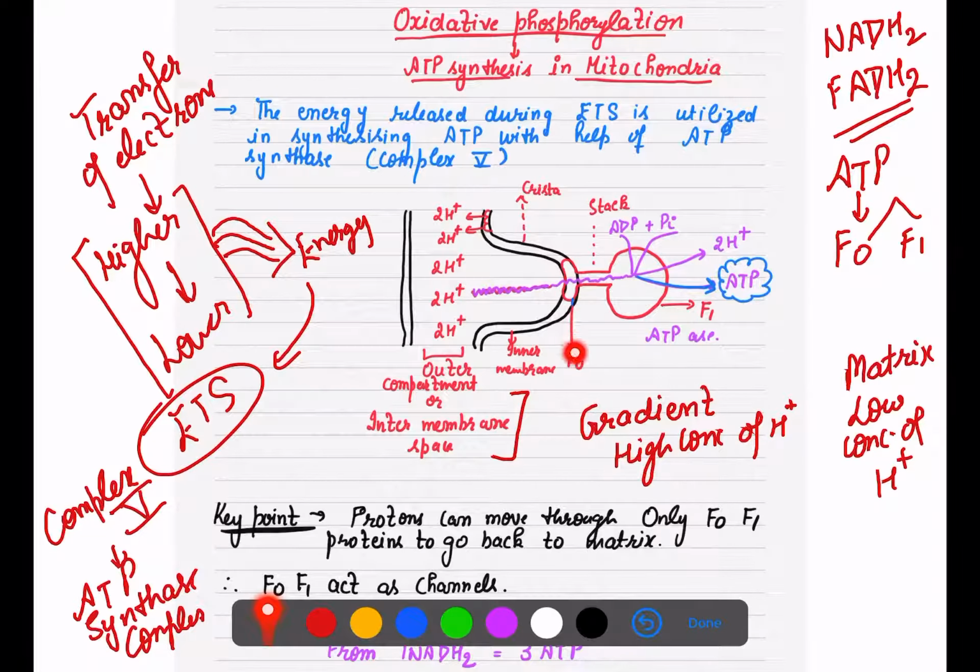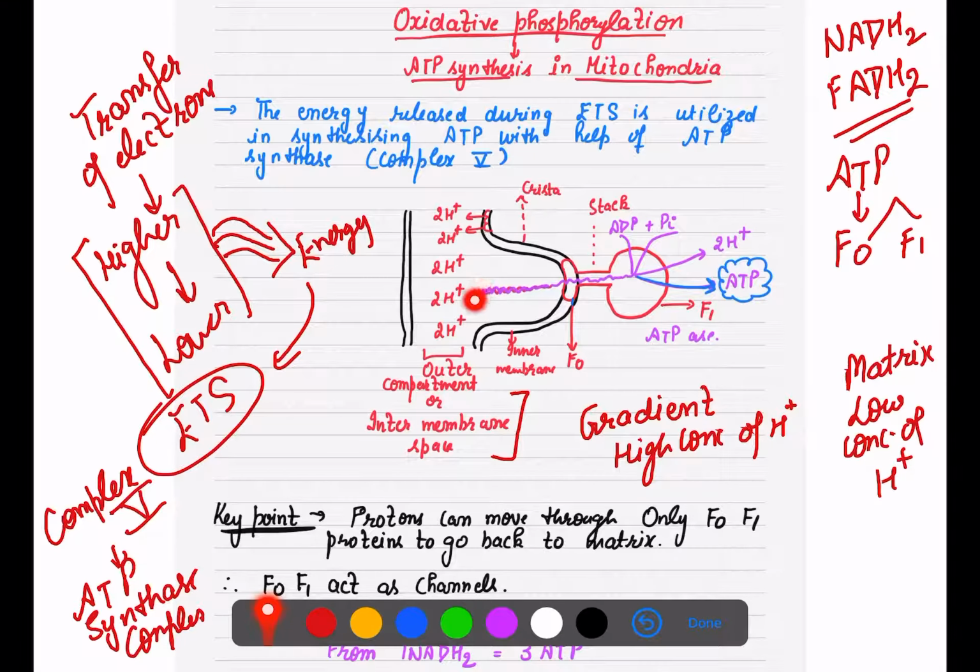F0 is our intrinsic protein which is embedded inside the inner membrane of mitochondria, and F1 is the extrinsic protein which is present towards the matrix. There is only one way for the protons: they can only move from F0 to F1 proteins if they want to go back to the matrix. And they need to go back because there is a high concentration and a low concentration, so movement will be from high to low concentration. So F0 and F1 act as a channel.